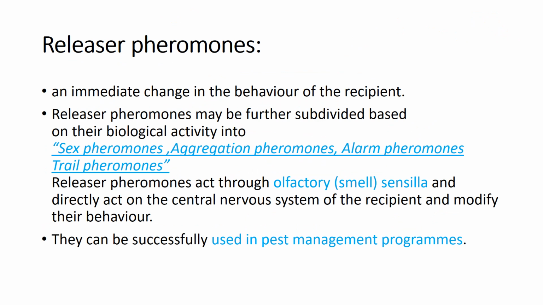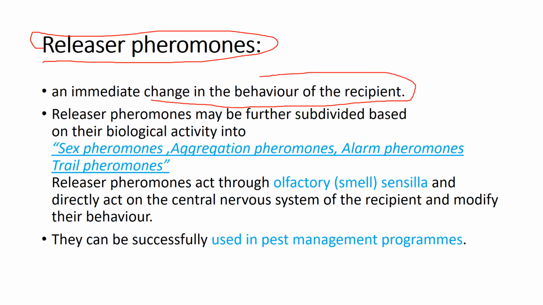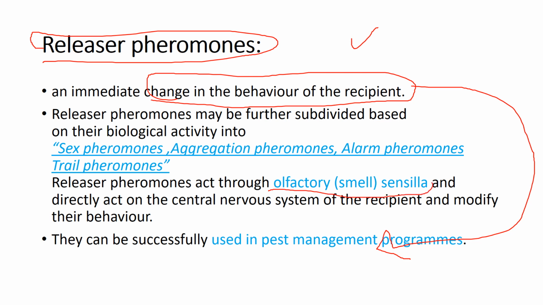The second type is releaser pheromones. Contrasting with the primer pheromones we saw previously, releaser pheromones elicit a change in the behavior of the recipient. With that change, they are hugely successful in integrated pest management. Primer pheromones acted through the gustatory sensilla, that is taste, but releaser pheromones act mainly through the olfactory sensilla. Olfactory means smell receptors. They act directly on the central nervous system and modify behavior.